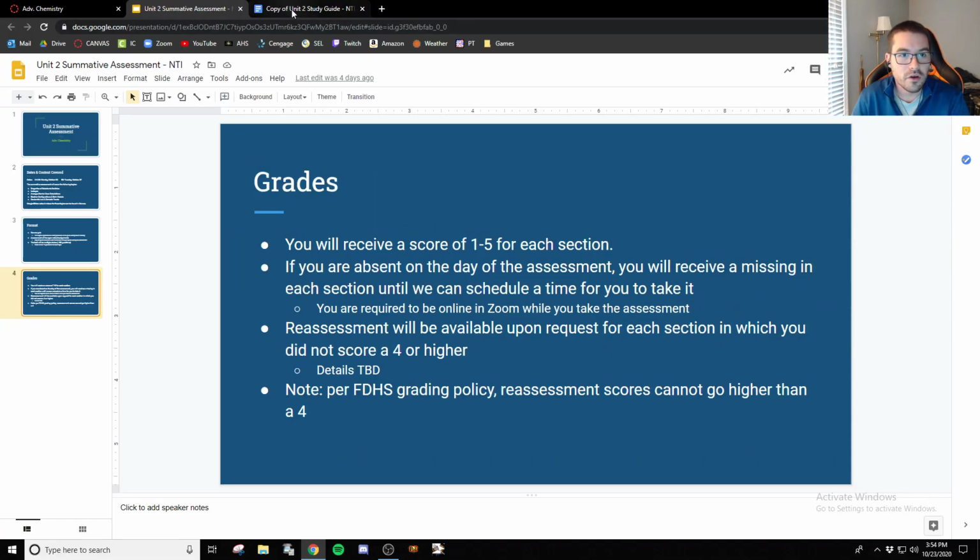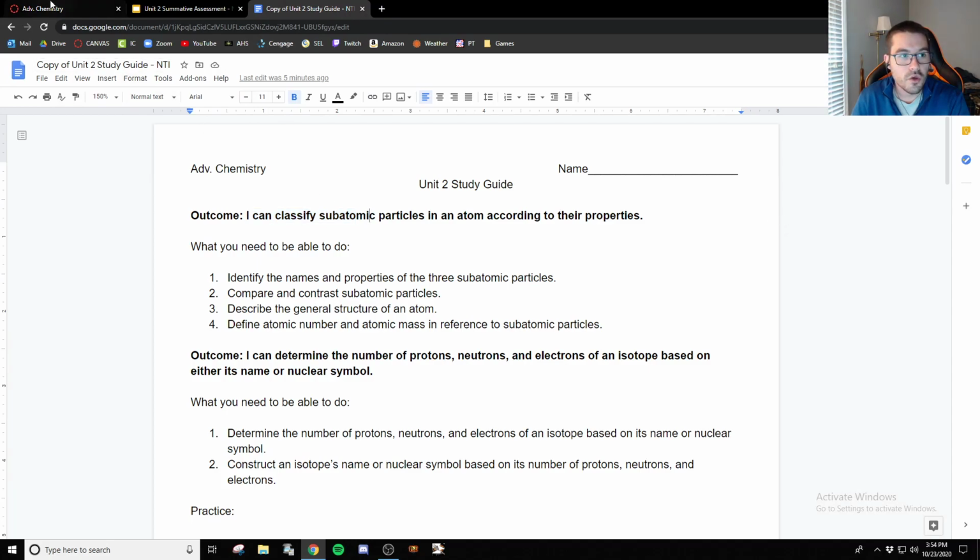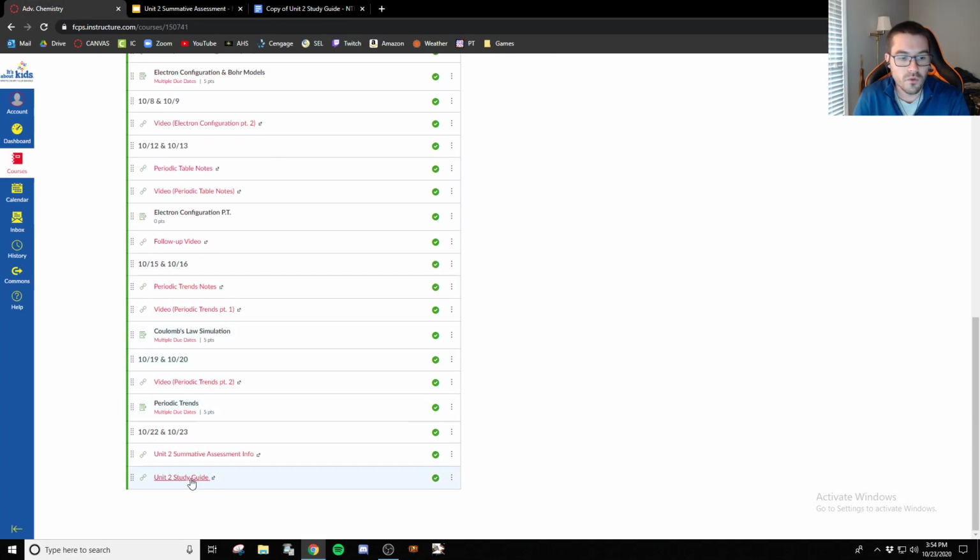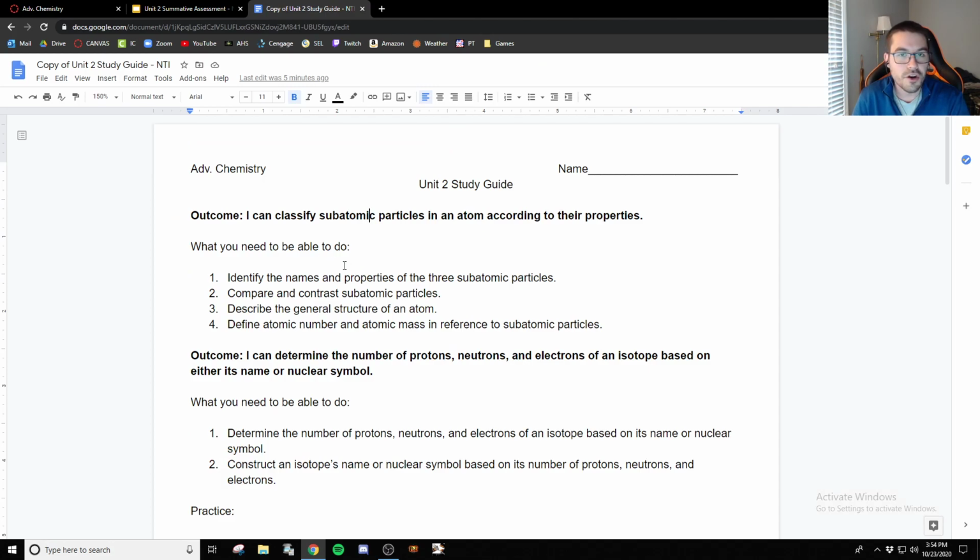Okay, so let's take a look at the Unit 2 study guide. You can find this at the bottom of our Canvas course. Okay, this is not a grade. You do not have to complete the study guide, but it is something good to look at and something that we will definitely be looking at in that optional Sunday review session.